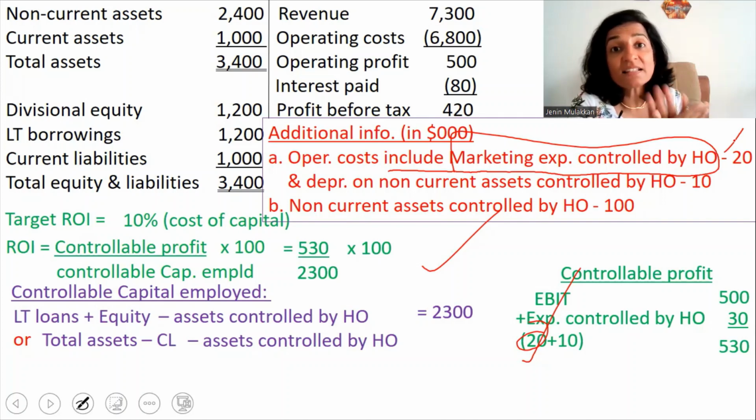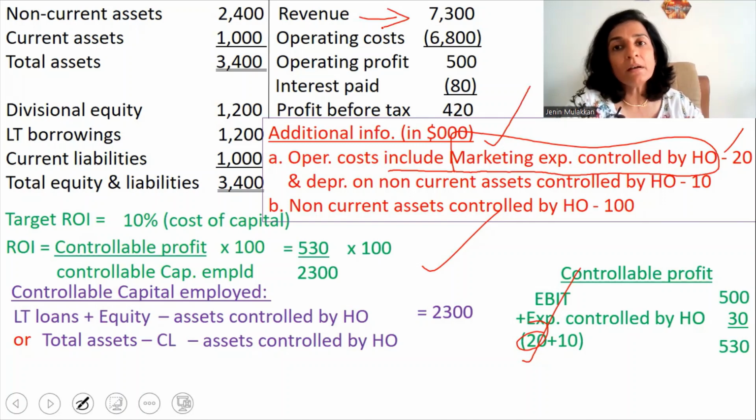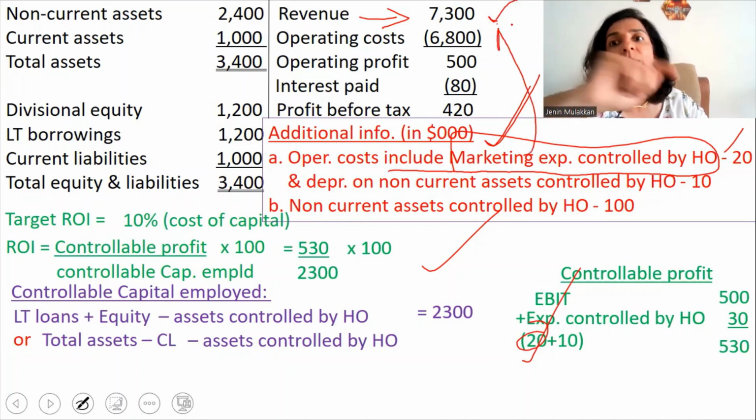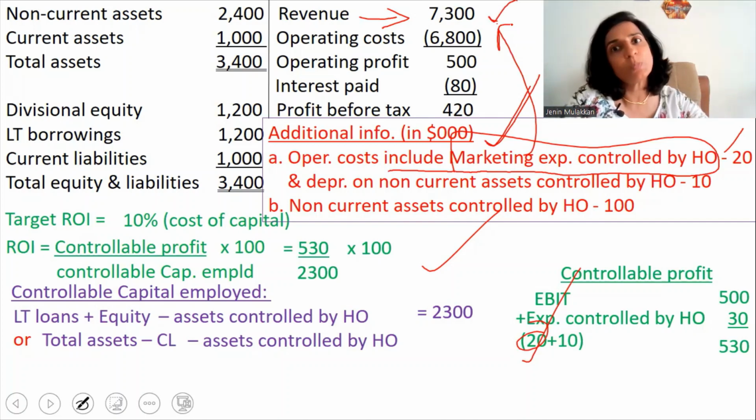But there is another side to it. Because of this marketing expenses incurred by the head office, the revenue of the division would have increased. So what is happening here? The divisional manager is not penalized for the marketing expenses controlled by head office. That is, we are excluding that. But he is getting the benefit of the additional revenue relating to this marketing expense. The logical method is, if you are excluding the expense, you have to exclude the income related to that expense also. Only then the comparison will be meaningful.